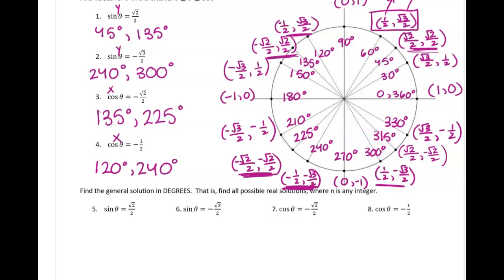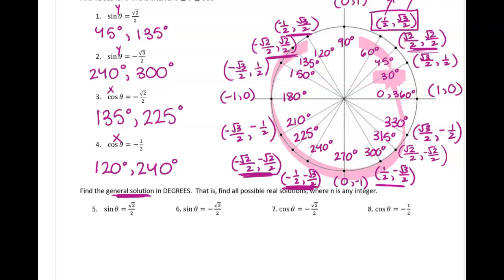Sometimes you're asked to find the general solution. Keep in mind that when you're looking at the unit circle, technically you can find coterminal angles by adding or subtracting 360 degrees. So if you are at 30 degrees, you go all the way around the circle again, now you're at 390 degrees. Or you could go all the way around the other way and you'd be at negative 330 degrees.